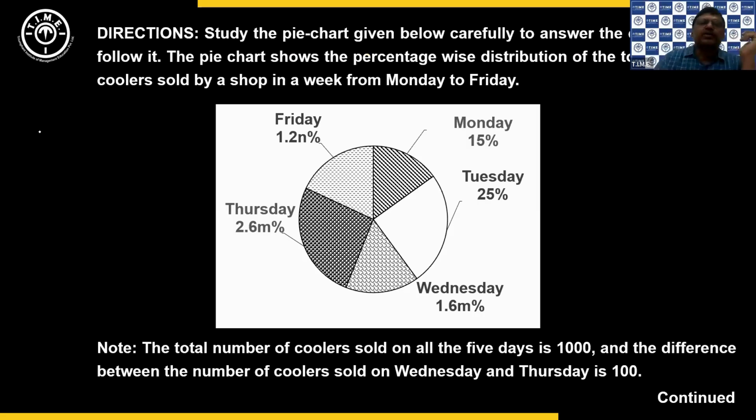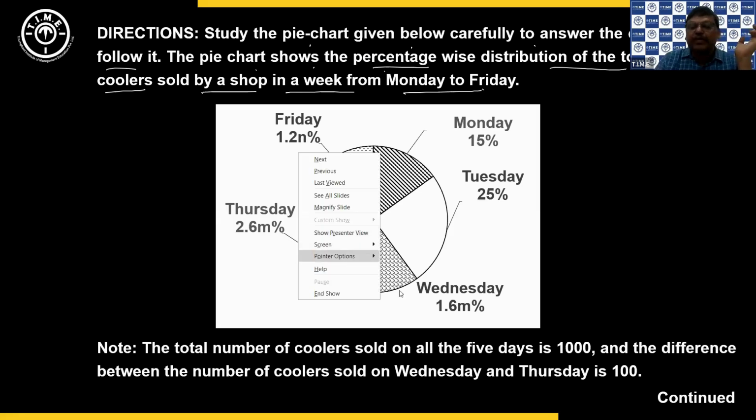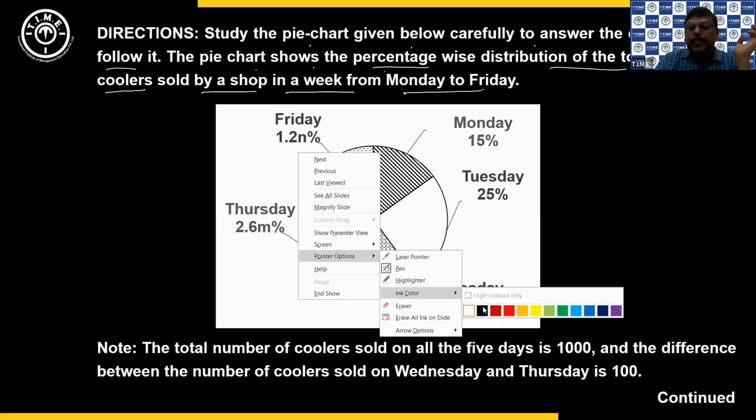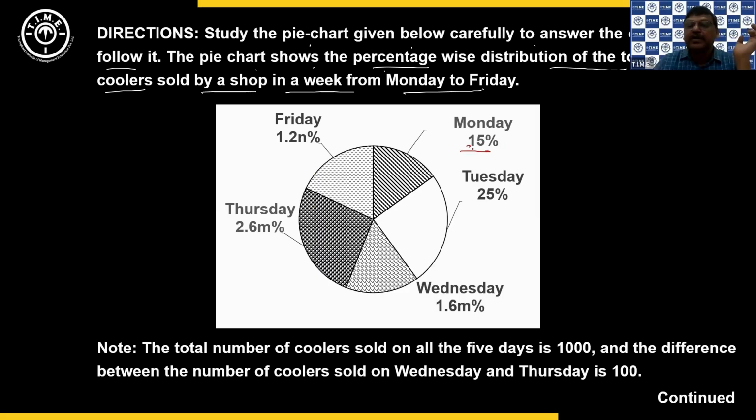This is interesting. Students, study the pie chart given below carefully to answer the questions that follow. The pie chart shows the percentage-wise distribution of the total number of coolers sold by a shop in a week from Monday to Friday. Monday, 15%. Tuesday, 25%. 15 plus 25, 40. If these two are 40, the remaining Wednesday, Thursday and Friday should be 60%. But you are not given exact percentages.